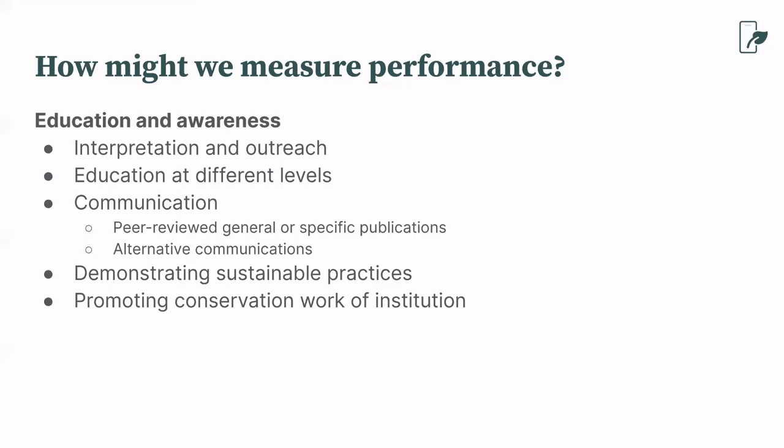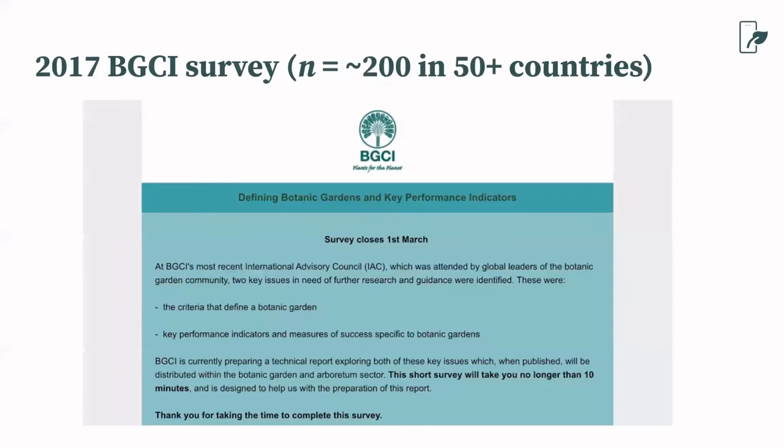So actually in 2017, the BGCI International Advisory Council requested that they carry out a technical review looking at exactly this. The two main things they were looking at was how a botanic garden actually defines itself. What is a botanic garden? And secondly, how might that botanic garden measure its success? So how does it know it's doing a good job as a botanic garden?